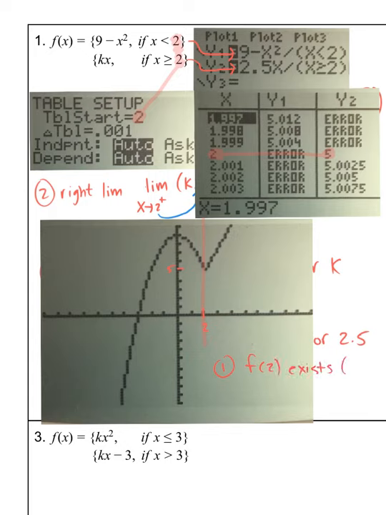So, first step, definition of continuous, f of 2 exists. The point (2, 5) is on the graph. Step number 2, the limit as x approaches 2 of our function exists. It is equal to 5, and step number 3, they are the same. f of 2 is equal to the limit as x approaches 2 of f of x. We have continuous. Check your work, guys.